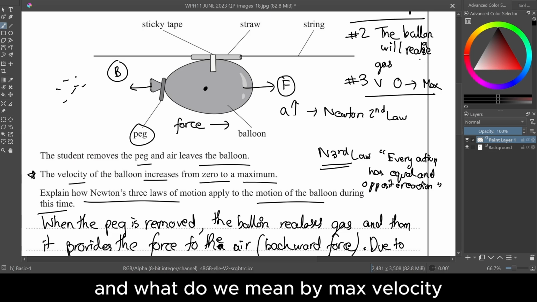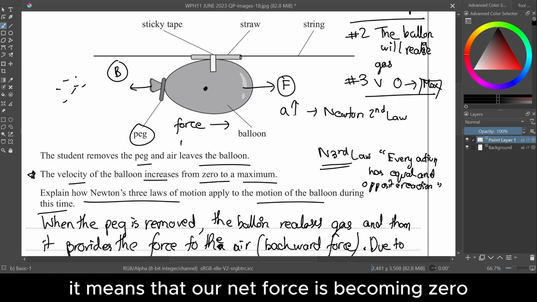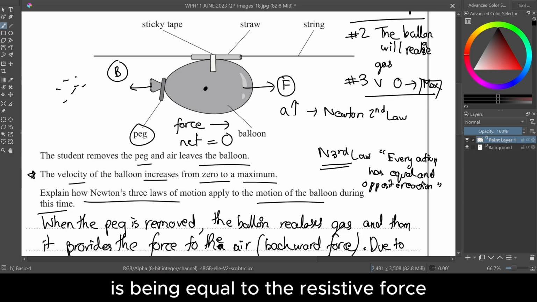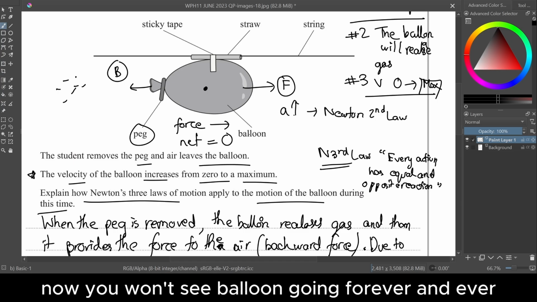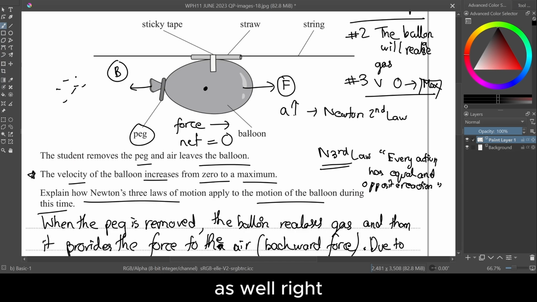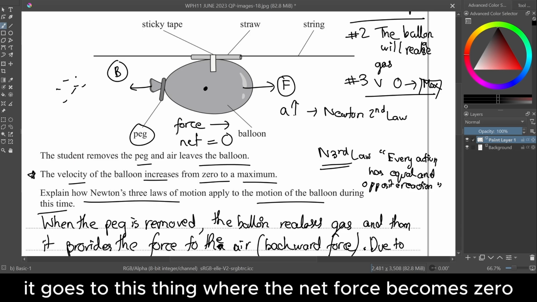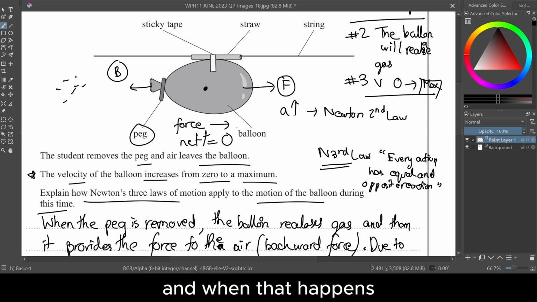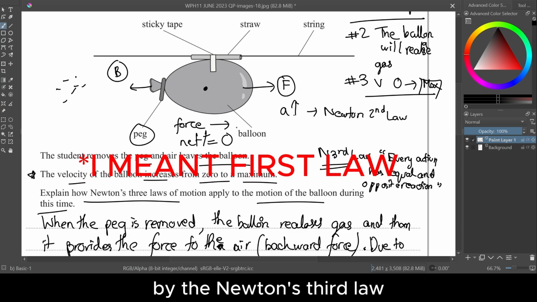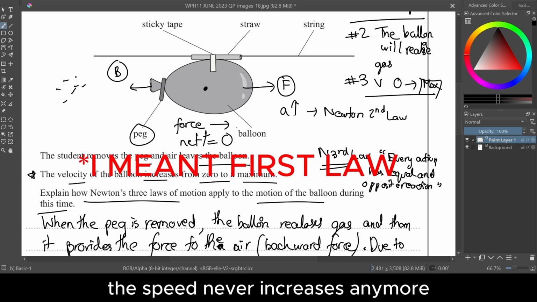And what do we mean by max velocity? It means that our net force is becoming zero, which means that our forward force is equal to the resistive force. Now you won't see the balloon going forever and ever, just flying everywhere. There will be a time when the balloon will come down as well, right? So it goes to this point where the net force becomes zero, and when that happens, the speed doesn't increase anymore.